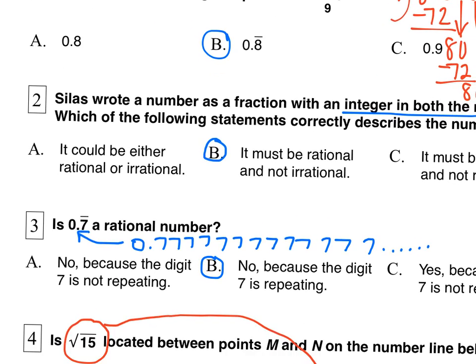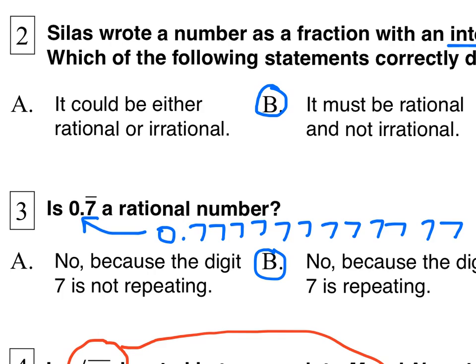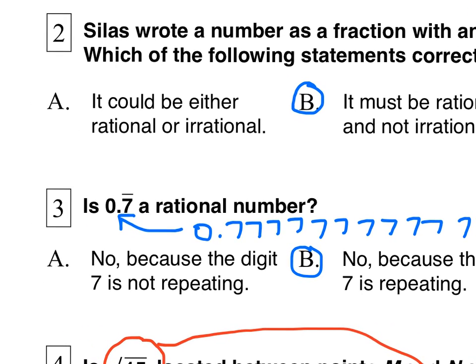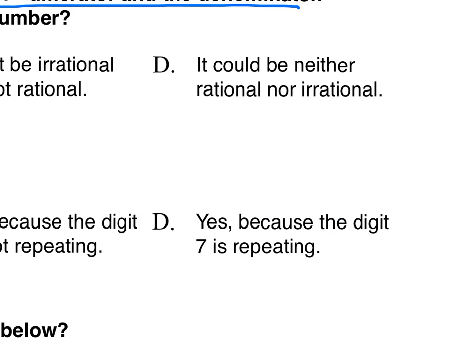Number 3, is 0.7 with 7 repeating a rational number? So first thing you want to realize is that the line over the 7 means that the 7 repeats on forever. So the answer to this question is D. Yes, because the digit is repeating.